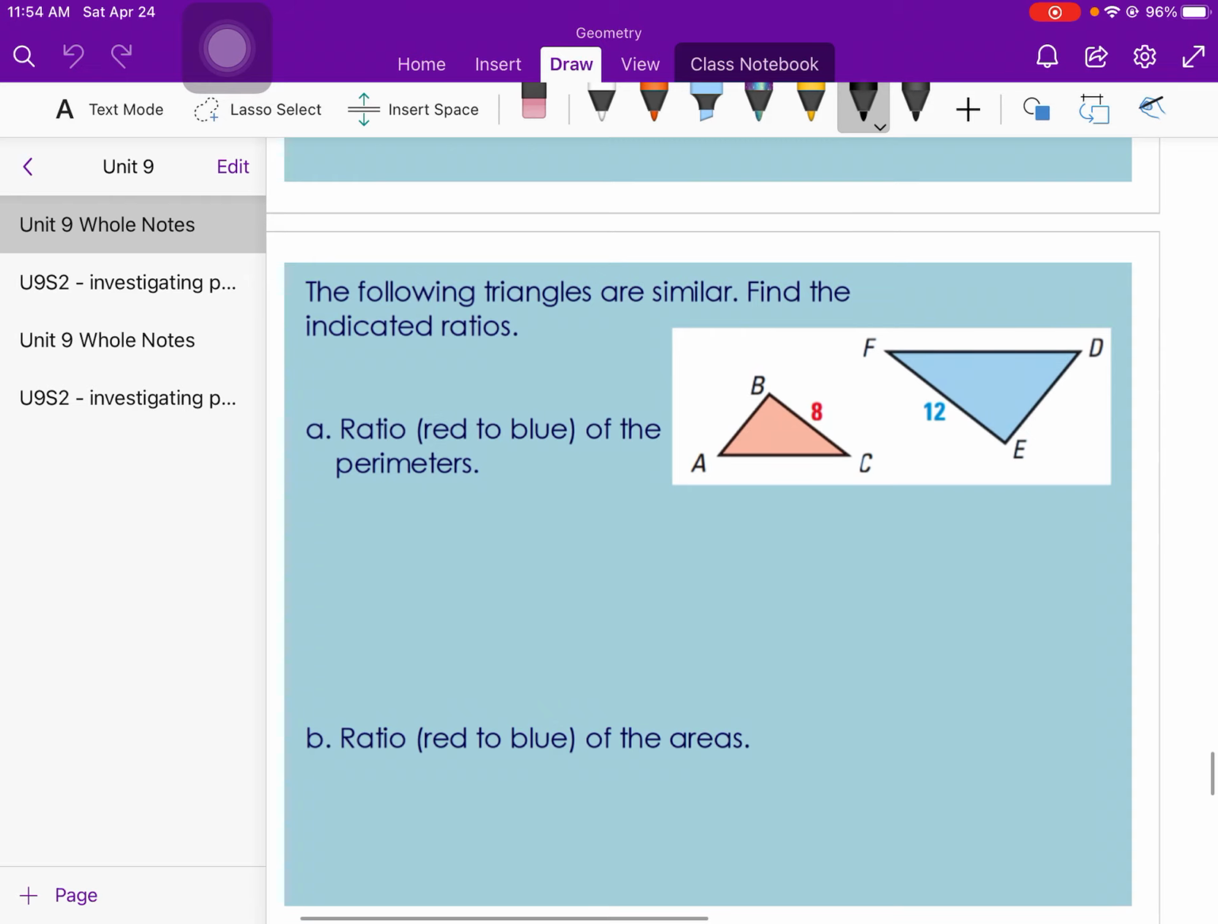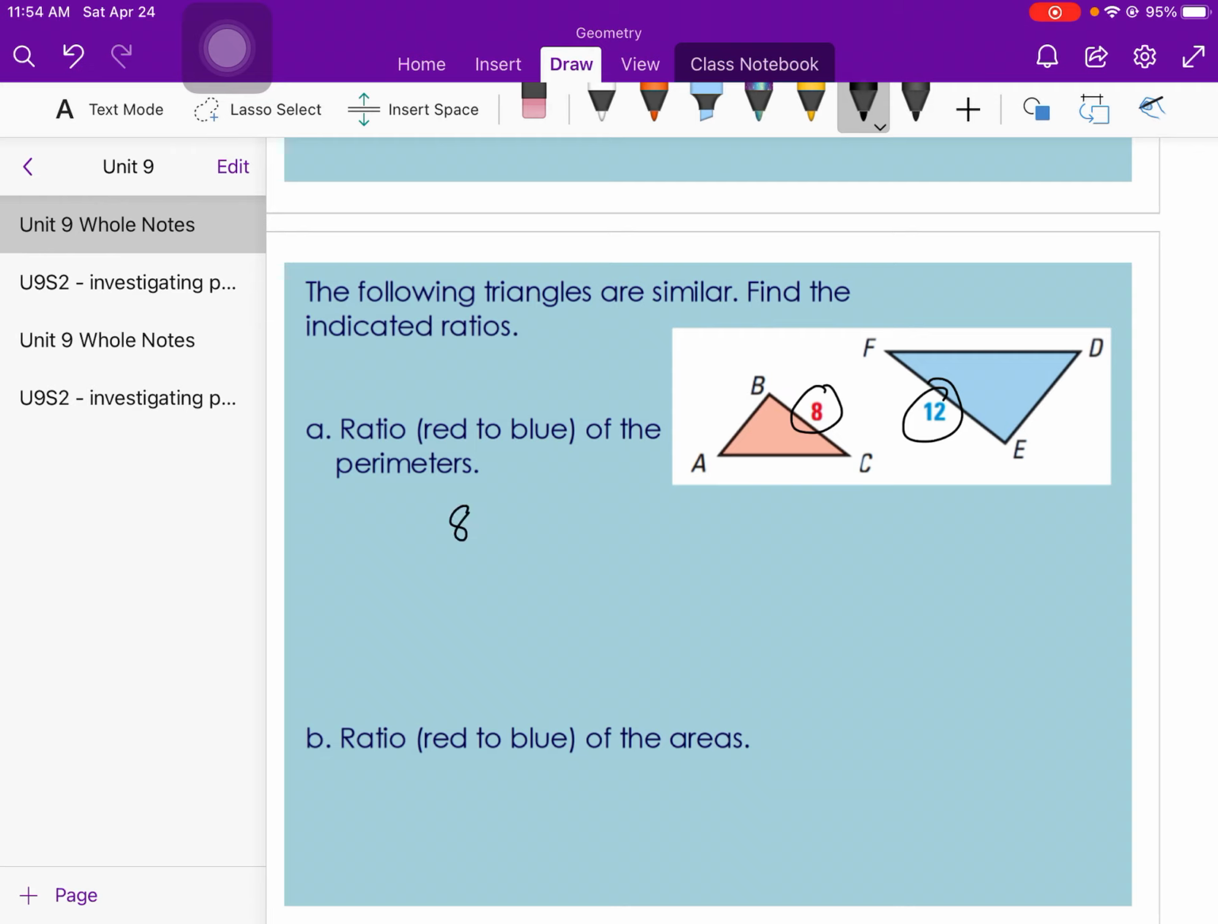So let's go ahead and compare these with a couple more concrete examples. So the following triangles are similar. Find the indicated ratios. So the ratio of red to blue is the order that we're going. So what you want to do is take a side from the first figure. So here's one from the red one. And then notice that would have to correspond to the other value over here, 12.